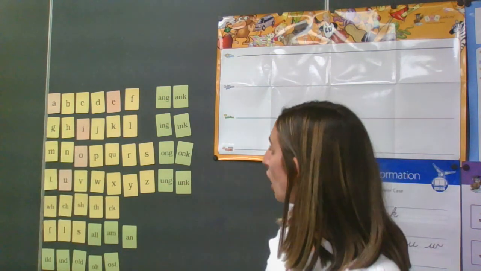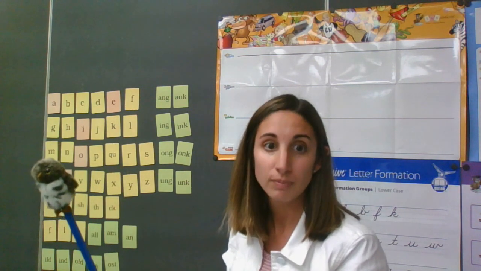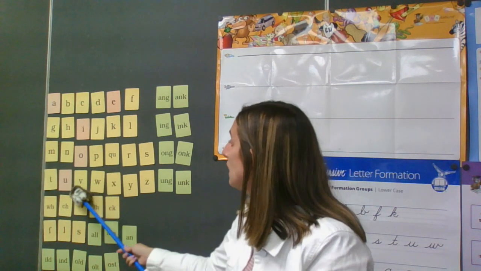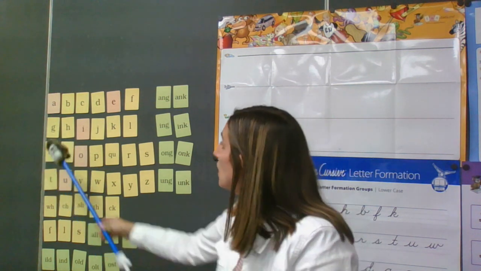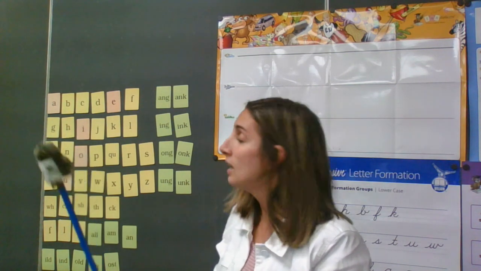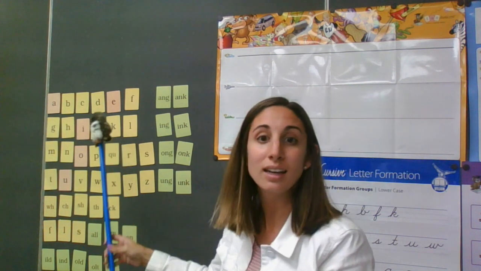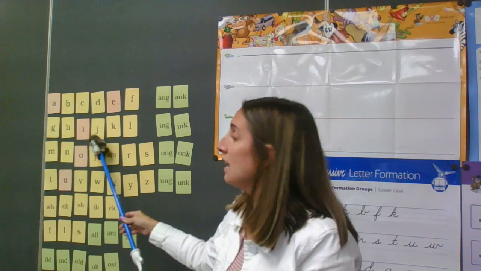Let's just do a few consonants. Ready? Q, U, queen, qu. V, van, v. G, game, g. K, kite, k. And J, jug, j. Very good.